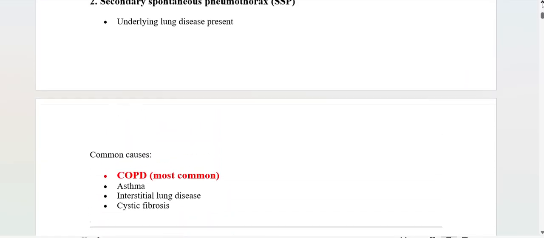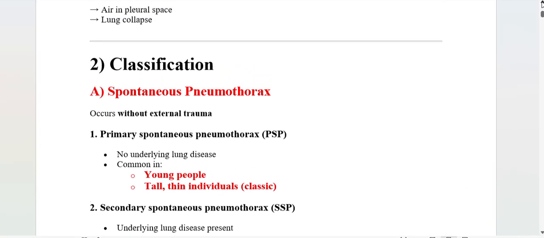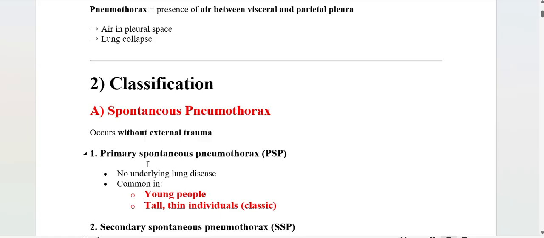Traumatic, we know that by the name. Spontaneous pneumothorax has 2 further types, primary and secondary. Secondary is for those patients who have underlying diseases like COPD. COPD is the most common cause of secondary spontaneous pneumothorax. And in primary spontaneous pneumothorax, the patient is fine, without any underlying lung disease, common in young patients, tall, thin individuals, classic, right?